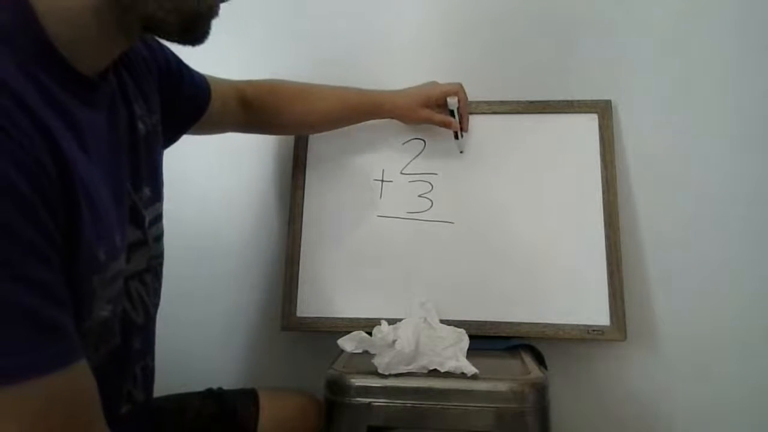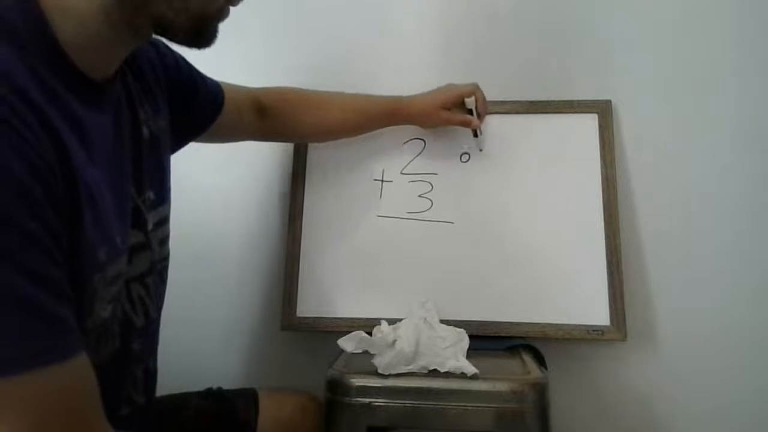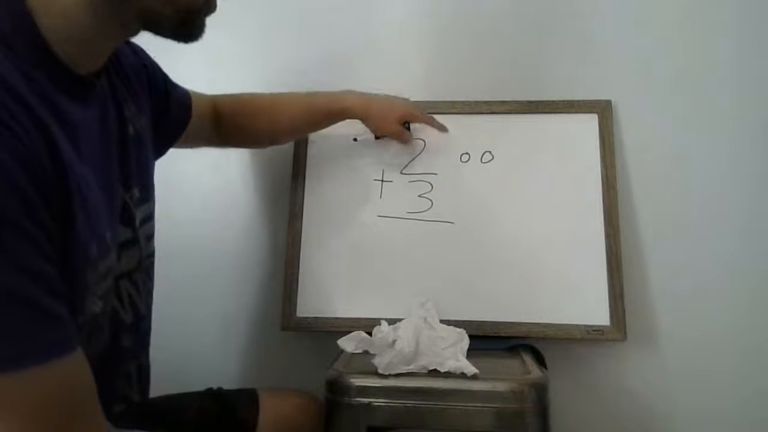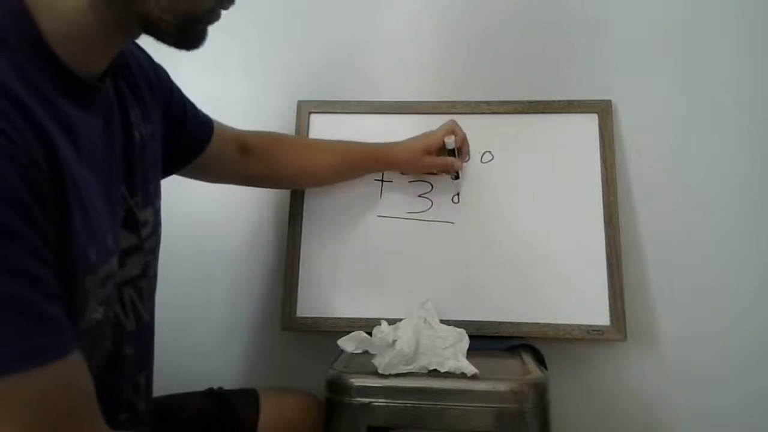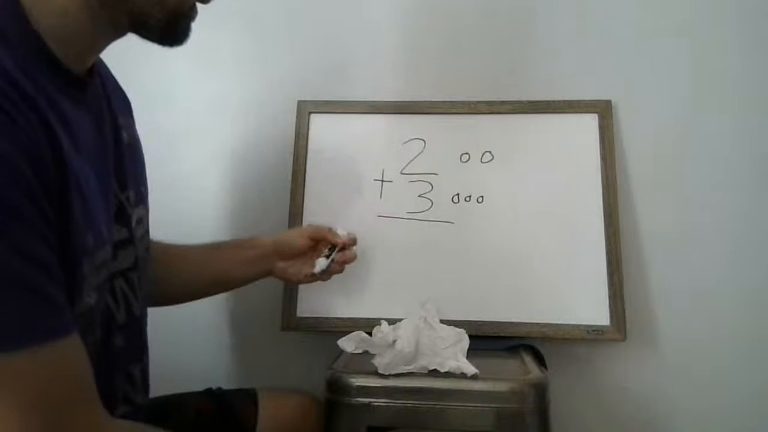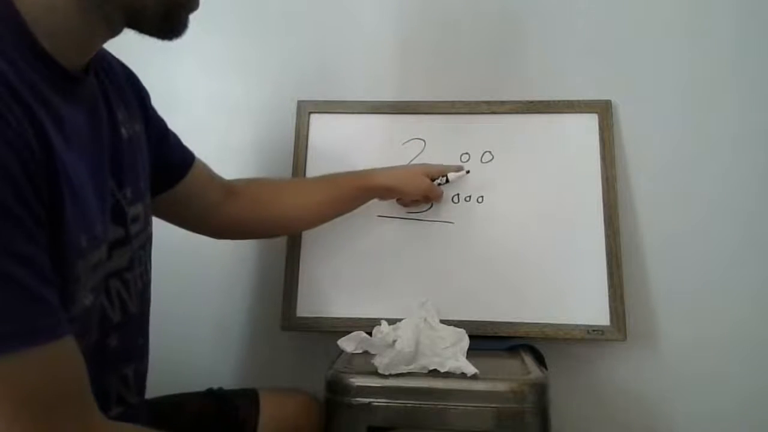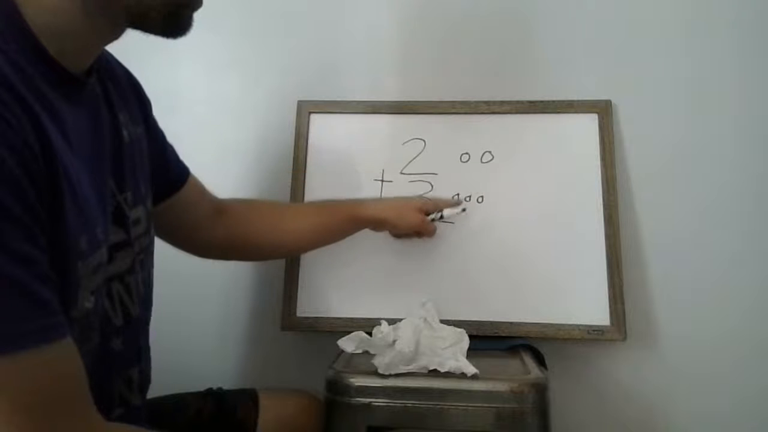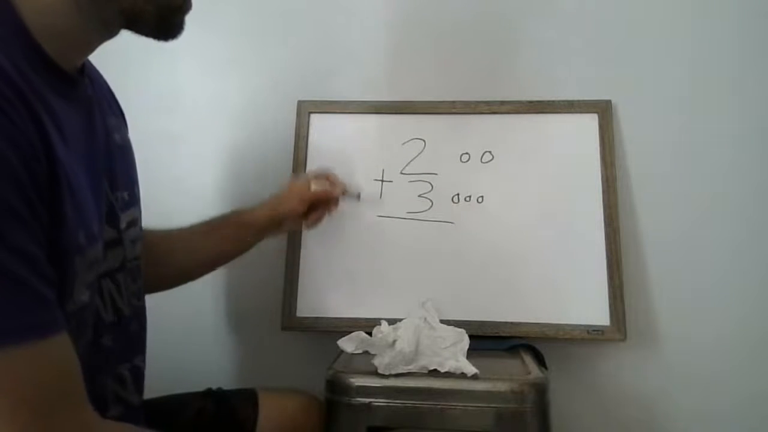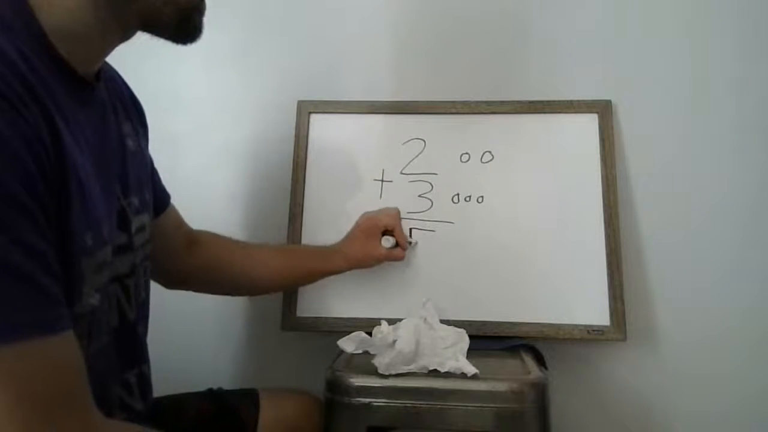All right, 2. So I'm going to draw 2 circles next to the number 2. I'm going to draw 3 circles next to the number 3. I'm going to count the total number of circles. 1, 2, 3, 4, 5. So 2 plus 3 equals 5.